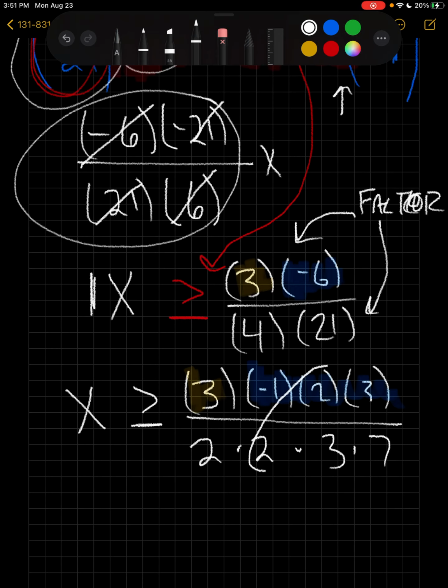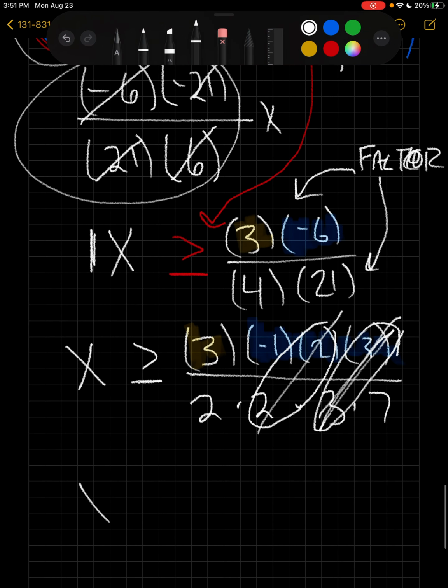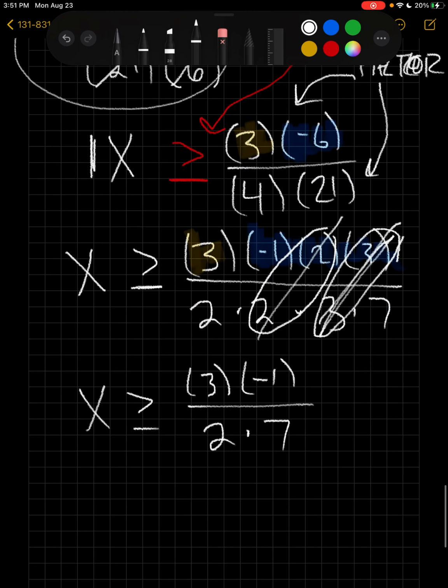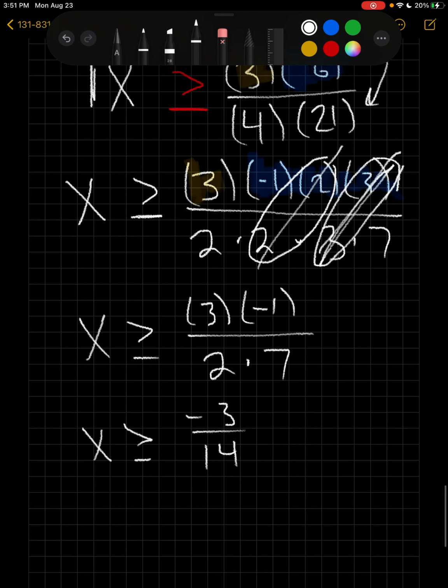And then I look for pairs that divide to 1. So 2 and 2 divide to 1. 3 and 3 divide to 1. And that's it. So now I have x is greater than or equal to, and what do I have left in my numerators? 3, negative 1. In my denominator, I have left 2 and 7. And so I multiply things back together, and I get negative 3 over 14. So my final answer here is x is greater than or equal to negative 3 over 14.